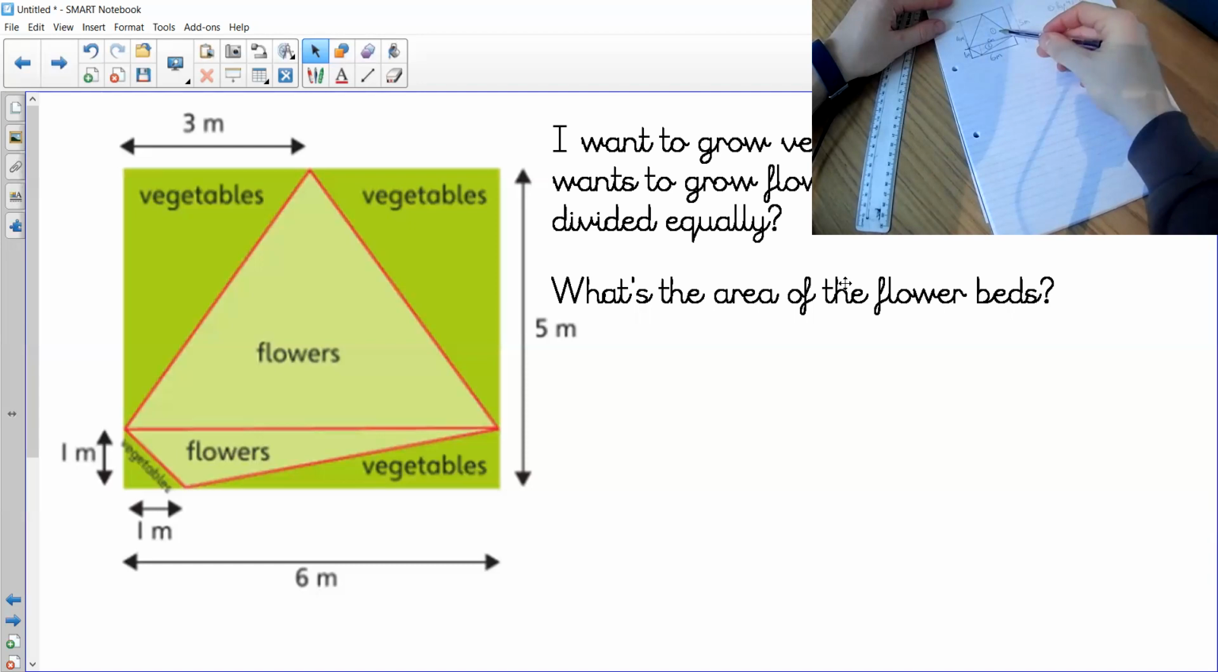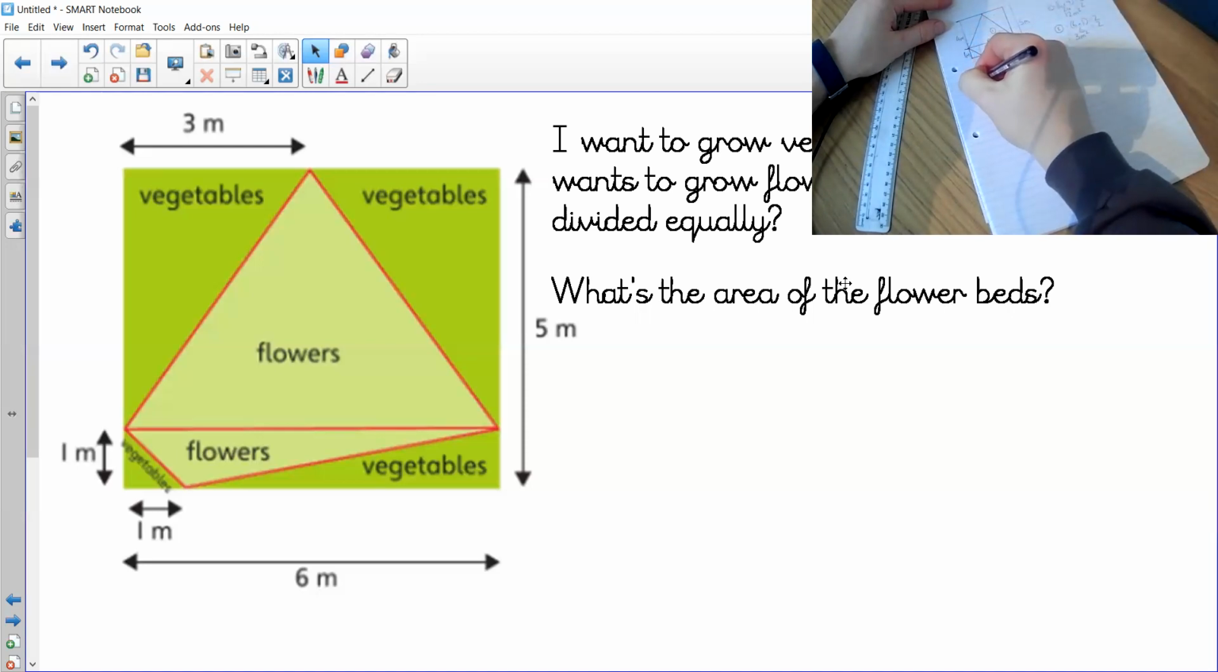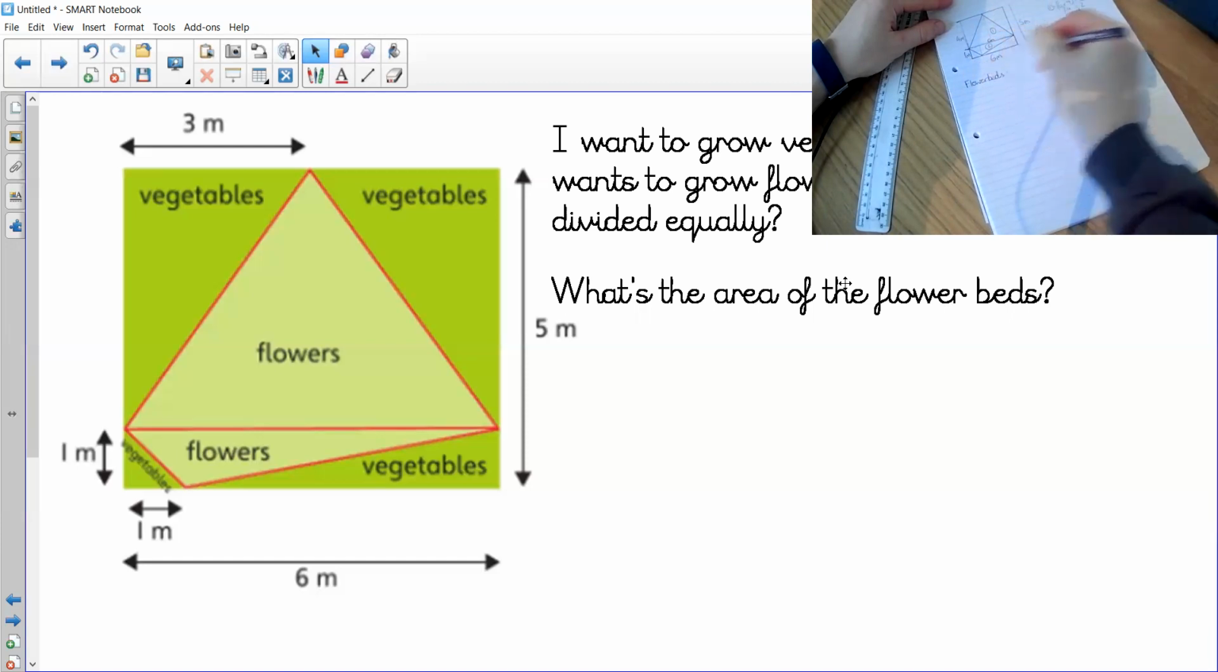Well, I've now worked out both flower beds. Well, how do I work out how much room Miss O'Riordan has got all together? I add them together, don't I? Okay, so I know this one. I now know this one. I can then add them together. 12, add 3. So I might put over here flower beds equals 12 add 3, 15 meters squared.